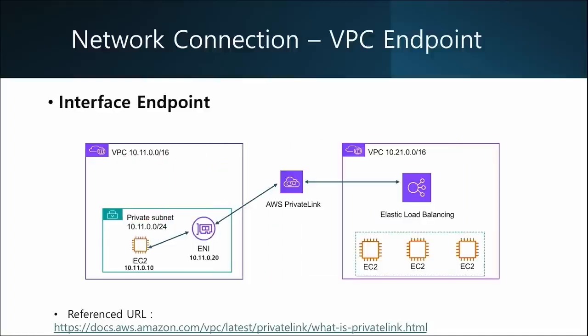Next is interface endpoint. The interface endpoint must be used like ENI as mentioned earlier. It is a network interface card. It is attached to one of these ENIs to the EC2, and to enable the interface endpoint, you need to use a service called AWS PrivateLink. I want to connect to this load balanced EC2 service by accessing an ELB service in another VPC. The interface endpoint is used in this case, and AWS PrivateLink connects this endpoint.